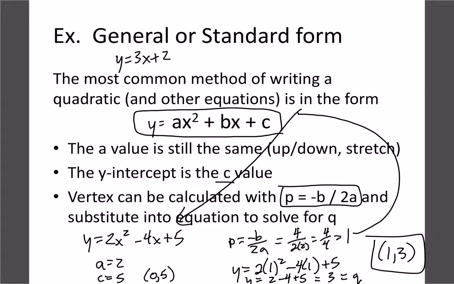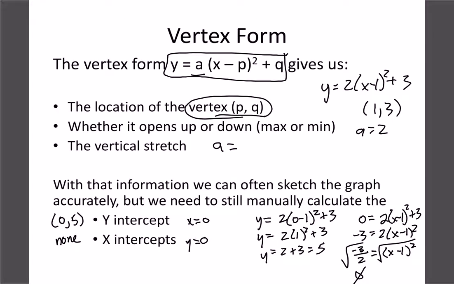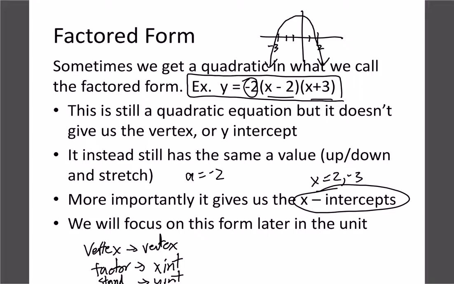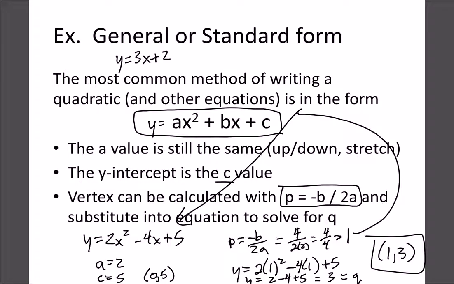Okay, so that works pretty good. So if we go back to look at our graph, we already knew that that was the case. We had a vertex at (1, 3), and we just figured that out. So even though we don't get the vertex in the standard form, it's still pretty easy to calculate. So all we have to do is plug it back in. Another option for this, which we're going to find out later on, is we could have plugged it into our vertex form.